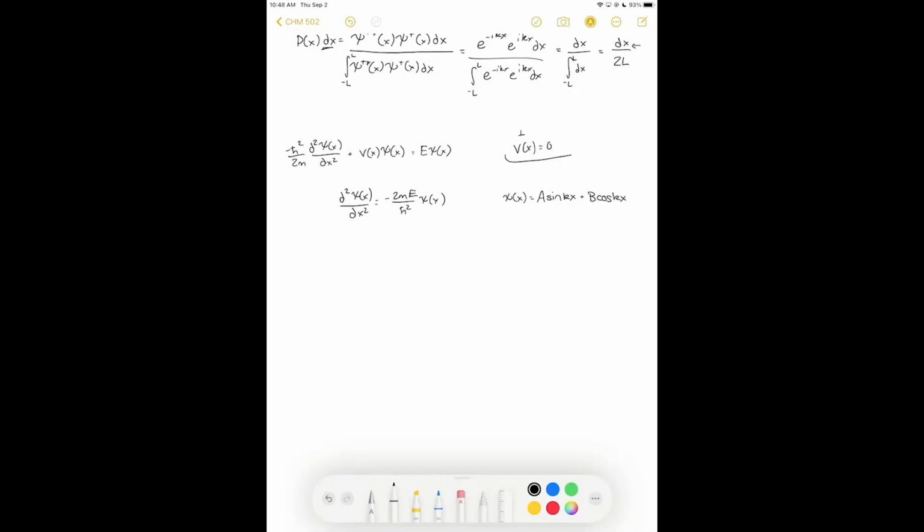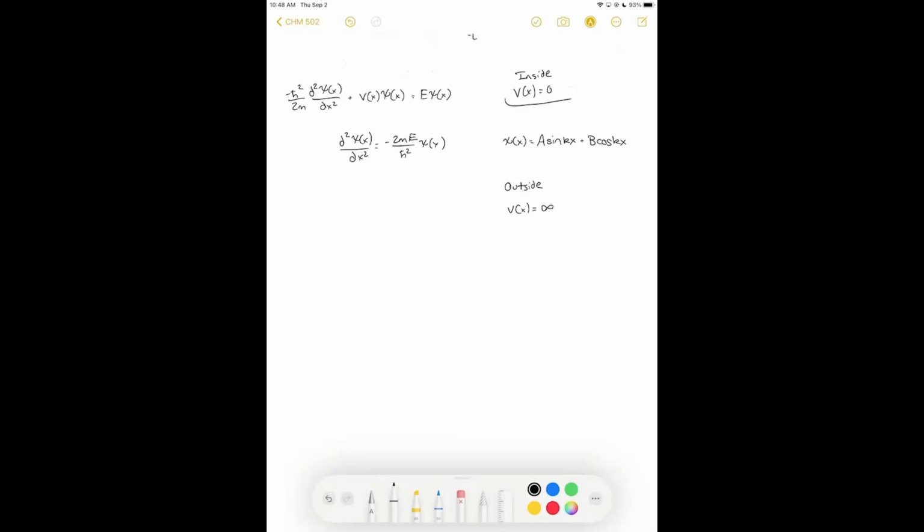Now, outside the box, our potential isn't zero, right? Our potential outside the box is now infinity. So how does that affect our problem? Well, let's go ahead and check it out. So we would have negative h bar squared over 2m times two derivatives of the wave function with respect to x plus infinity times the wave function equals E times the wave function.